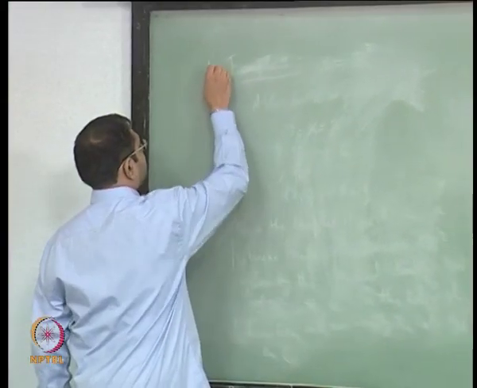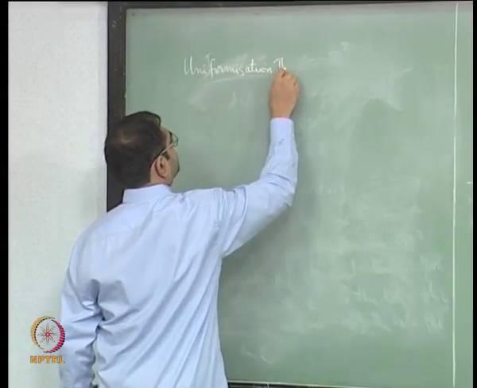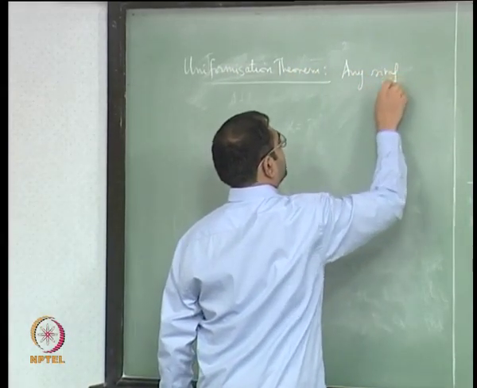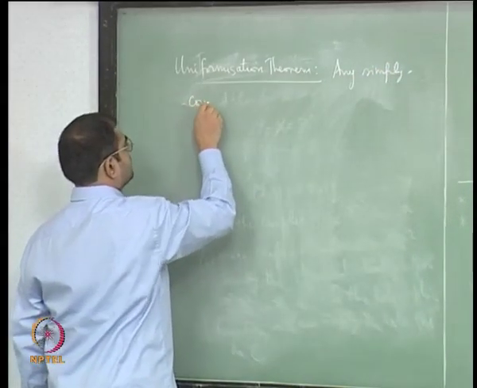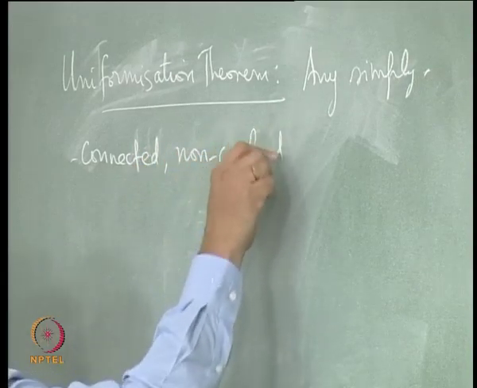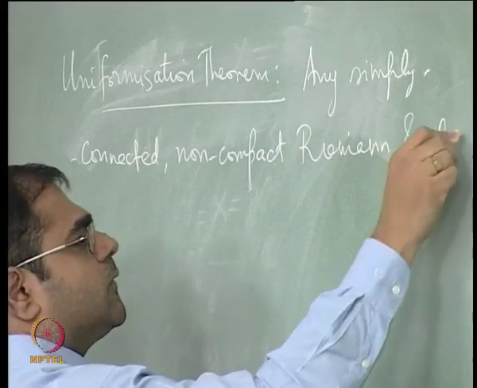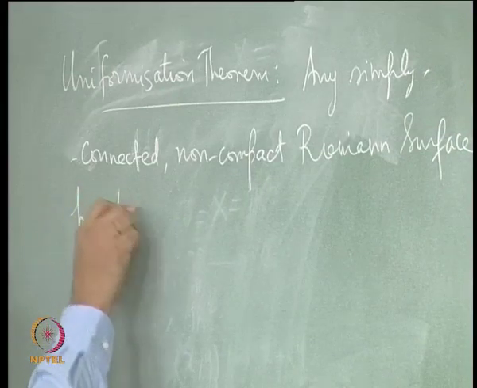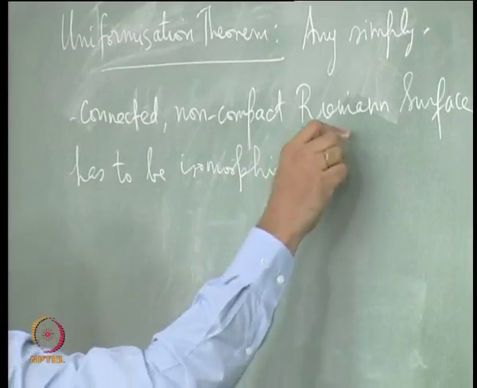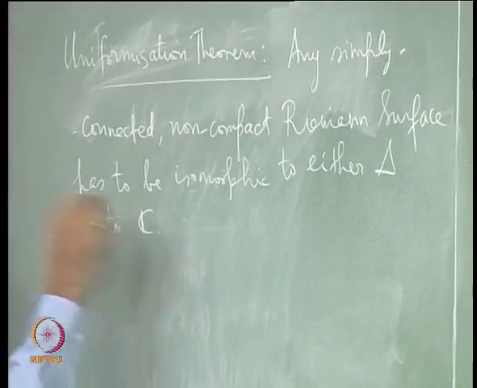Uniformisation theorem: any simply connected non-compact Riemann surface has to be isomorphic to either the unit disk or to the whole complex plane.